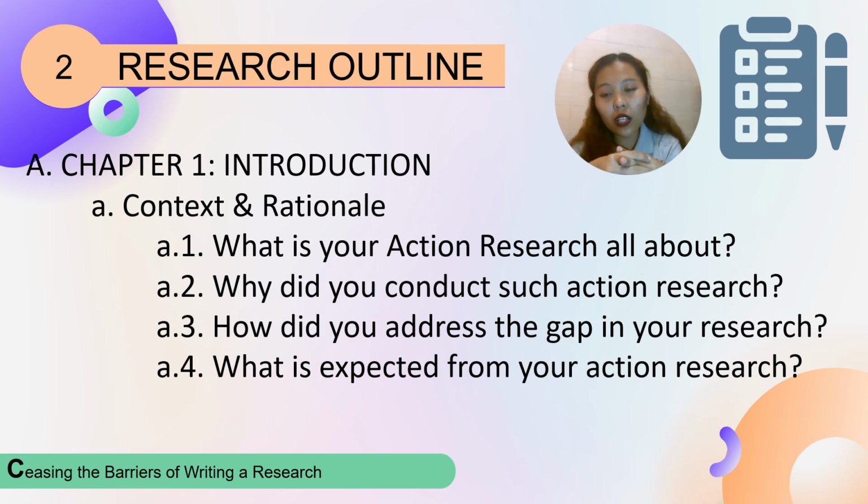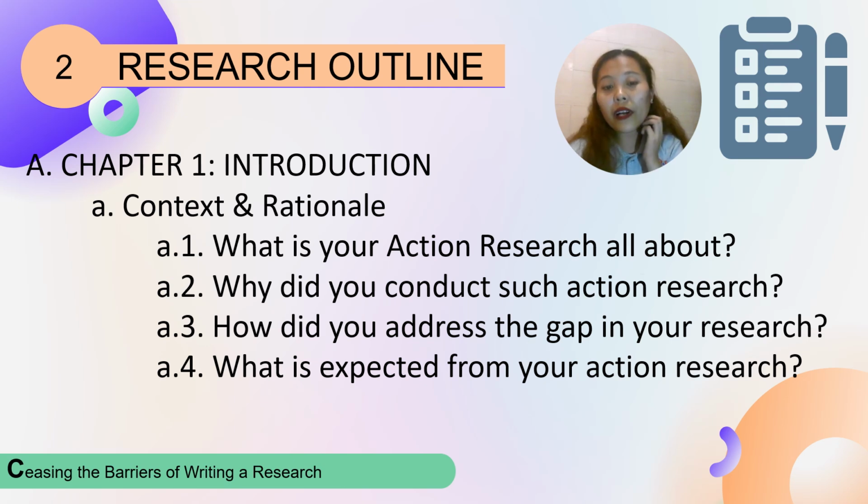So in the context and rationale, we have to answer these 4 questions. Number 1 is, what is your action research all about? So you have to give the background of your study, or is there any memorandum or law supporting your research? Next is, why did you conduct such action research? So you're going to mention your observations, or the problem supported by data that is happening inside your classroom, since it is an action research. So this is a classroom-based or a school-based research. So you're going to share there the problem.